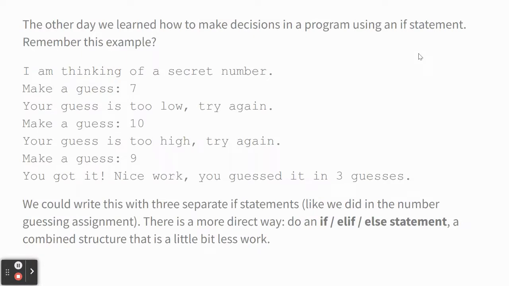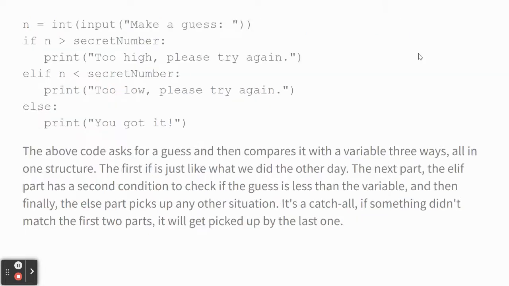All right. The other day, we learned how to make decisions in a program using an if statement, right? So remember this example? Secret number is kind of like what we did. We wrote those three conditions as separate if statements. There was if it was equal to, if it was greater than, if it was less than. Well, you can put them all together in a single statement, and I'll show you.